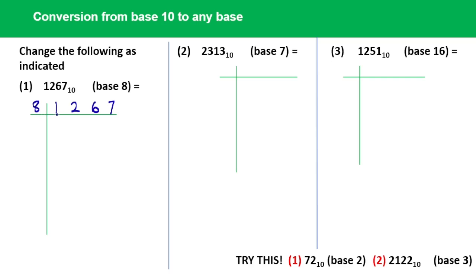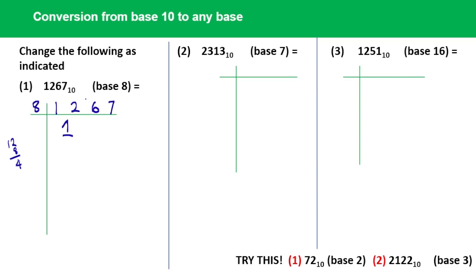8 in 1 is impossible, so we combine 1 and 2 to make 12. 8 in 12 is 1. 8 times 1 is 8. 12 minus 8 will give us a remainder of 4. This remainder of 4 is not our final remainder because there's still a digit after 12.